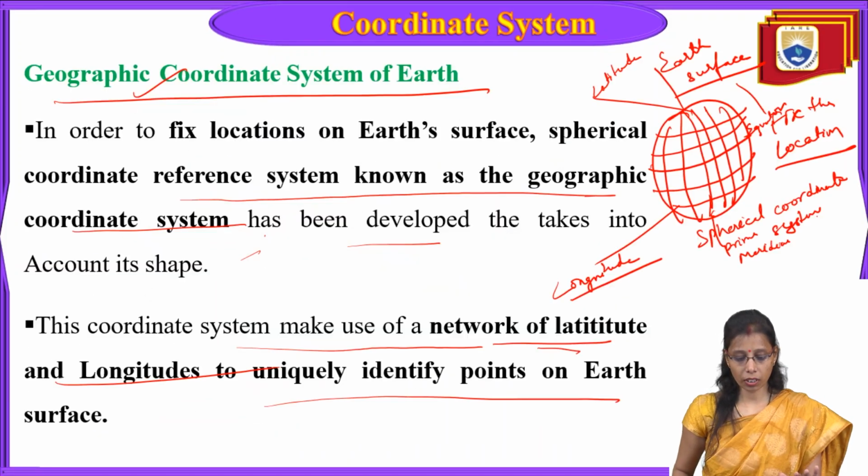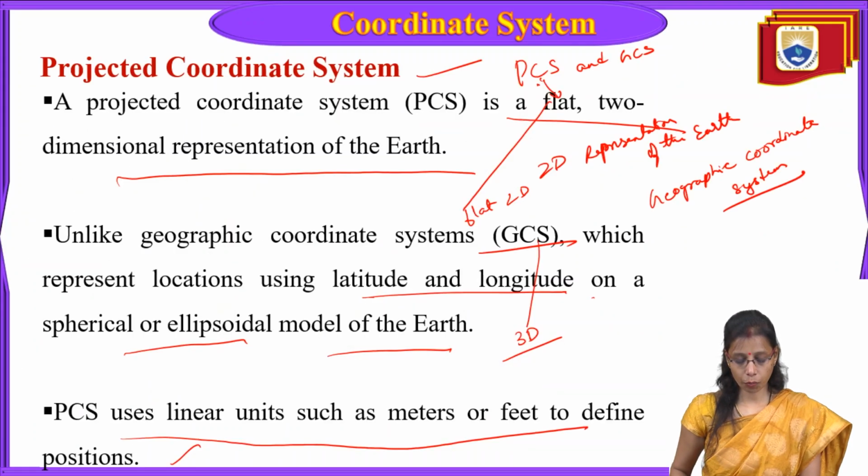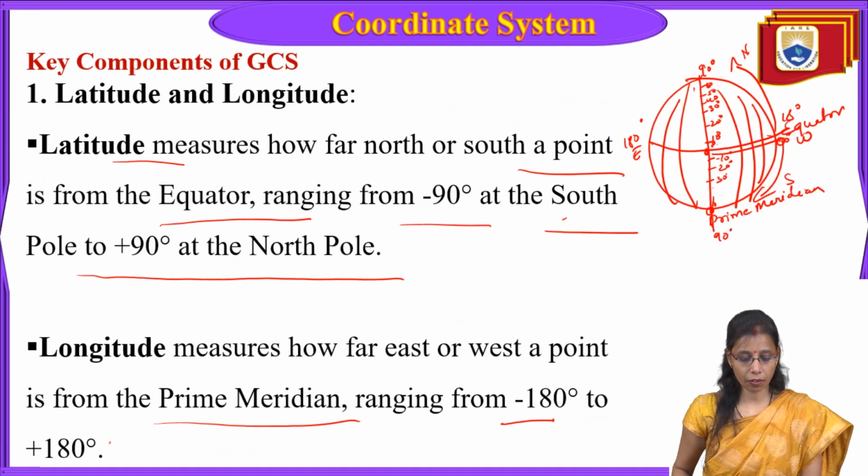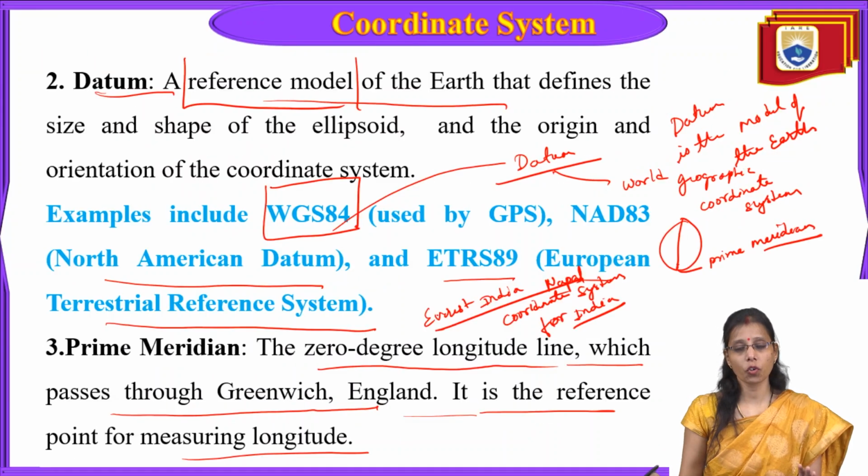Now, the geographic coordinate system, GCS, assigns the Earth location to the 2D map. The projected coordinate system is a flat, two-dimensional representation of the Earth's surface. This is the coordinate system we have learned today, along with the advantages of the projected coordinate system. Key components we have seen are latitude and longitude, and datum. Datum plays a very important role in providing the reference system. It is a reference model which provides the locations and the reference system to the map surface.